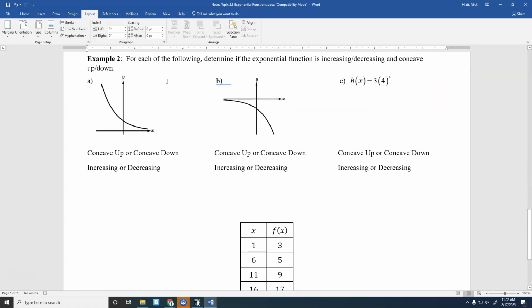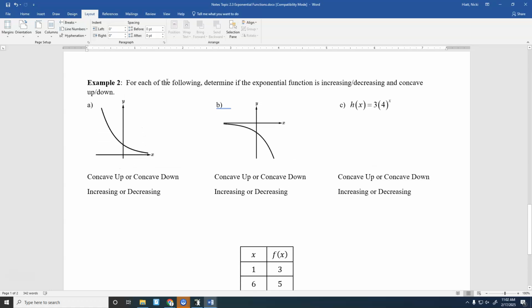All right. For example 2, we are asked about concavity and increasing or decreasing. So for A and B, we're just looking at those graphs. In B, we see an example where it has been flipped upside down. We do not typically see that in real life scenarios, but we do see it. Actually, that scenario right there, maybe this could be real life.